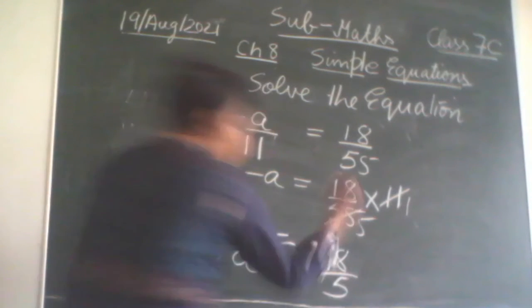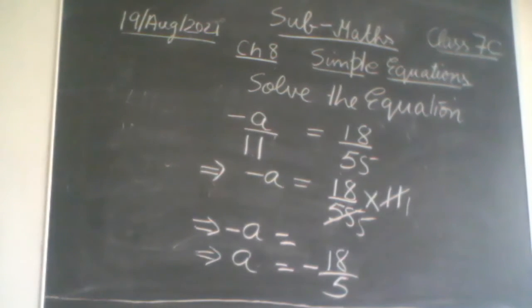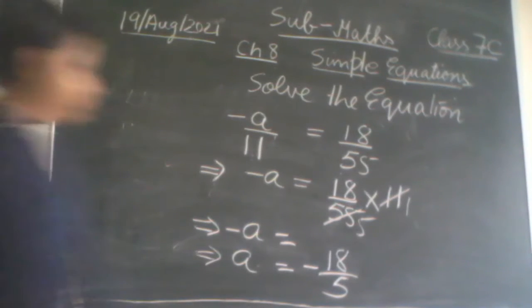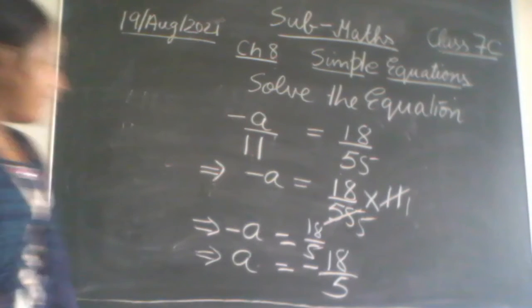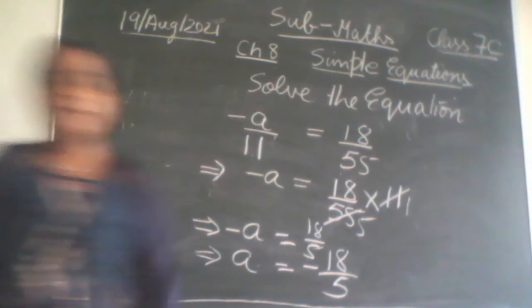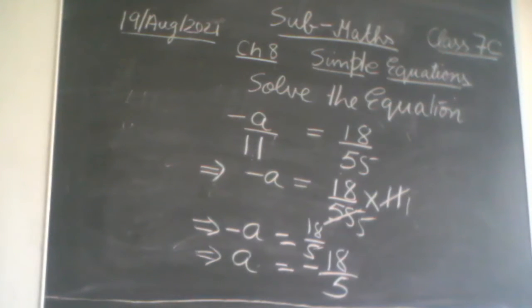Am I correct or wrong? Ma'am, correct. Minus A equals to 18 by 5. So A equals to minus 18 by 5. Is it fine? Yes, ma'am.